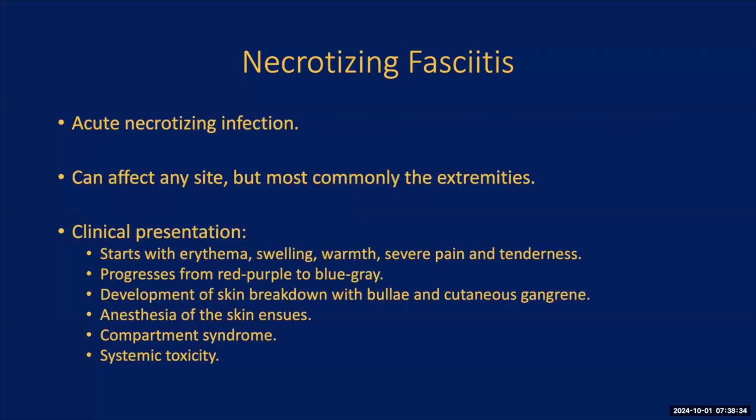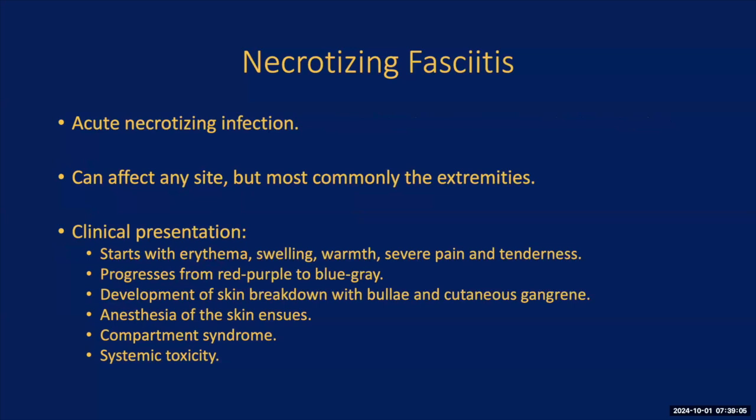It is an acute necrotizing infection, and it can affect any site of the body, but most commonly it involves the extremities. After the extremities, the typical site is the groin in the perineum region. Usually it may start with very minimal symptoms. It may start with a little bit of erythema, swelling, or warmth, but then it progresses very quickly. These people start developing severe pain. They may develop severe tenderness in the area that it first started at.